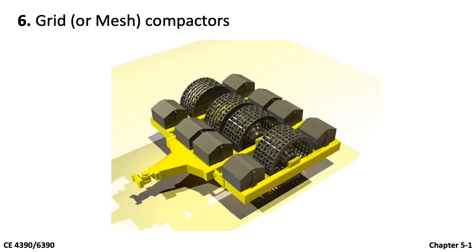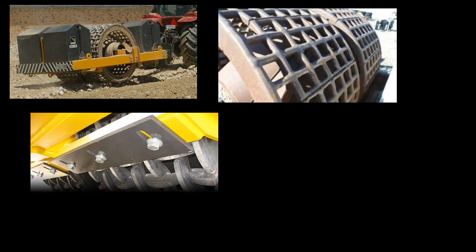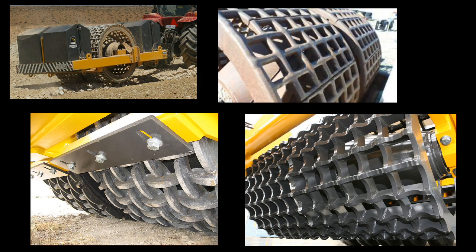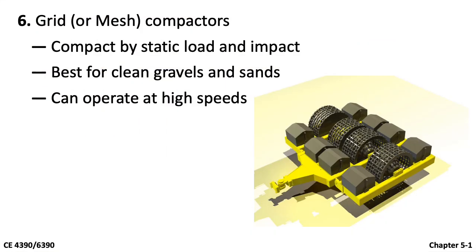This is called a grid or mesh compactor. This is another view of mesh compactors. This type of compactor makes compaction by static load and impact load. It is best for clean gravels and sands. One unique advantage of this roller is it can operate at relatively high speeds.